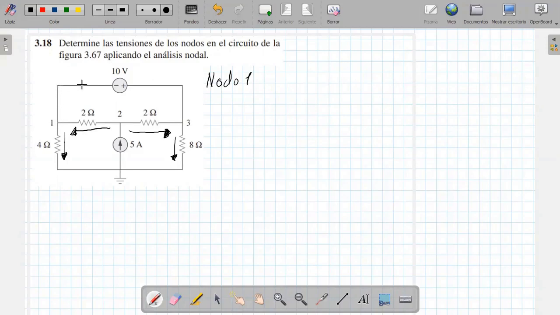Remember that this point is the same as the one here. It is a common node. Therefore, I also have to take into account what goes in and out here at point 3. It is the same point because of this voltage source. So all the currents that enter this point, which is practically the same, will be this one here.